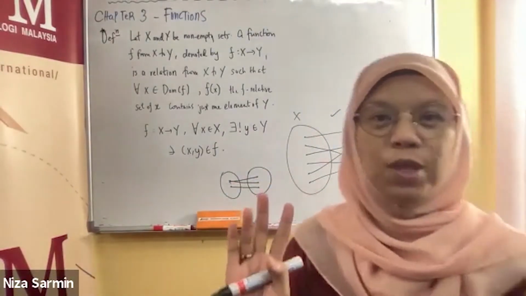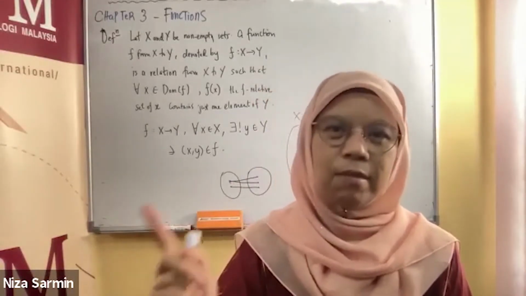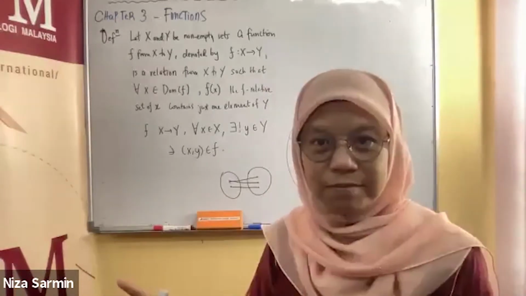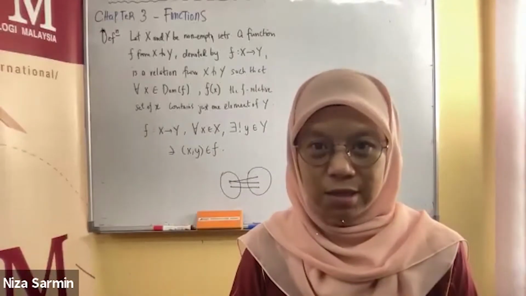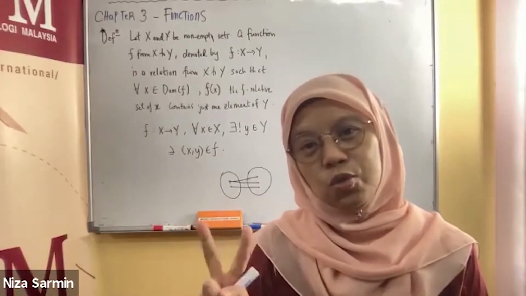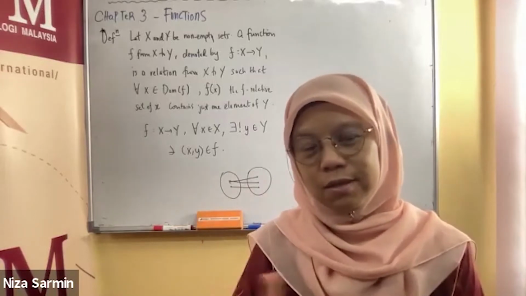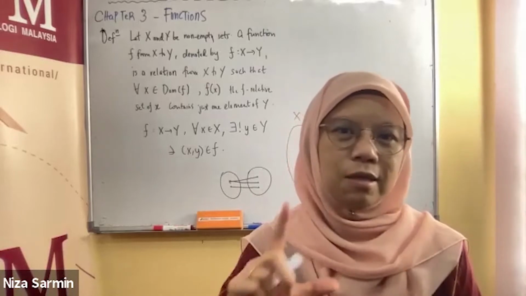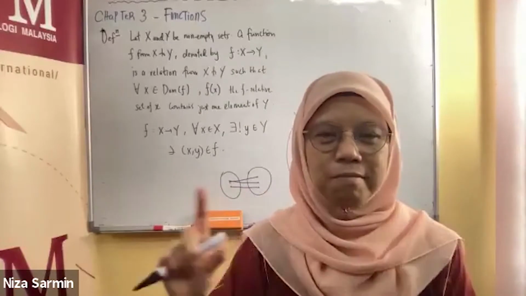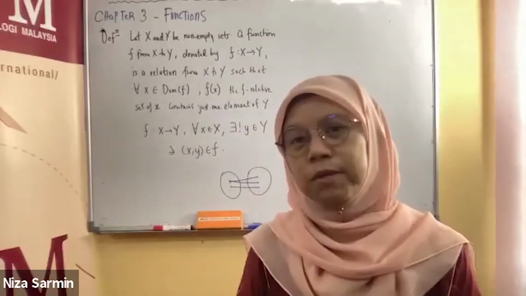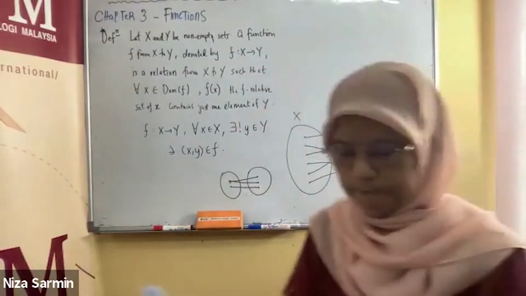Okay, we learned from school, right? For relation, we have one-to-one, one-to-many, many-to-one, many-to-many. But from those, only two are functions, which are one-to-one and many-to-one, right? But you have to cover all the domain. Okay, so this is what it means by a function.